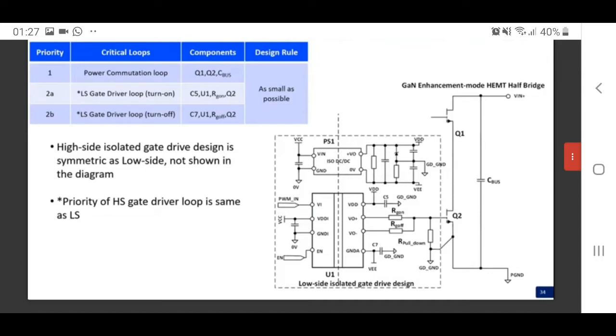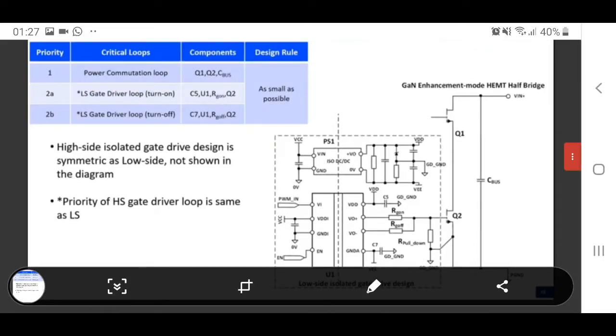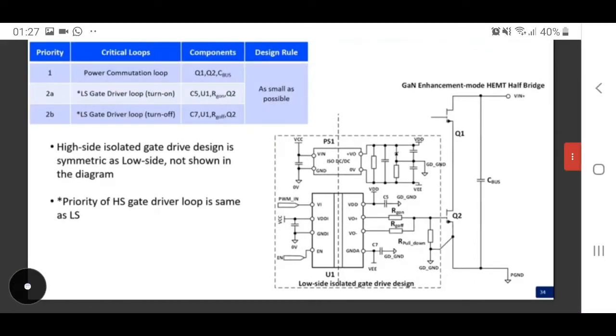For example, for the power commutation loop, there will be 3 components: Q1, Q2, and the C bus. Please note that the other components, like the isolated power supply for the gate driver circuit and also the pull-down resistor, are not in any of the critical loops. So in design, if we don't have space, we don't have to put these components as close as possible.